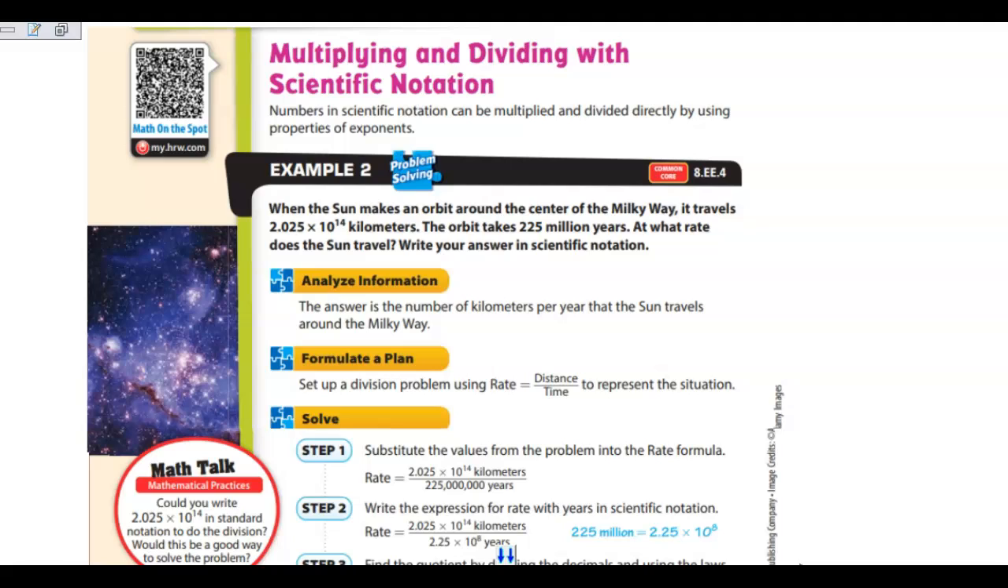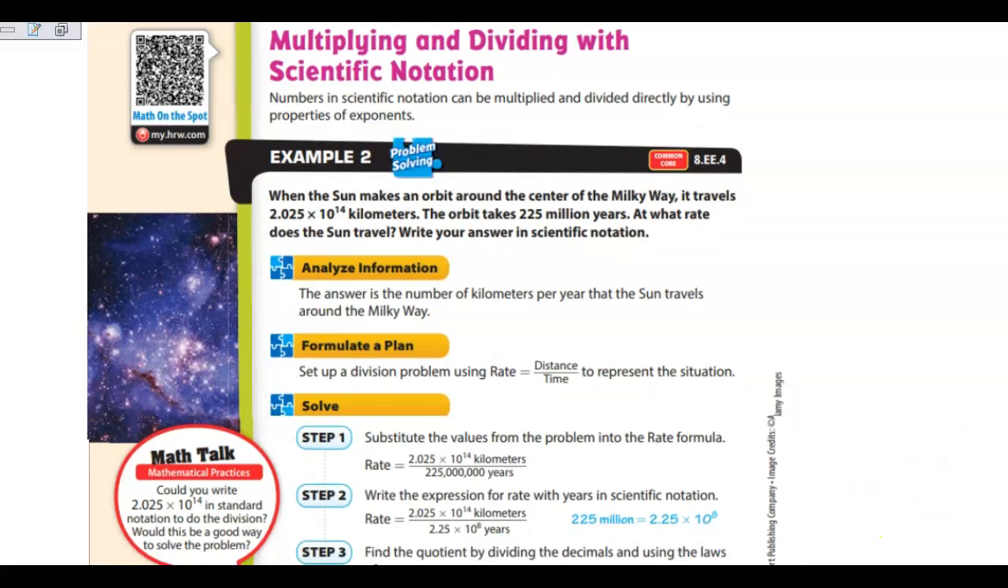And they want to write the answer in scientific notation. So let's try to figure out what we're looking for. What we're looking for is the number of kilometers per year that the sun is going to be traveling around the Milky Way. And to do that, we need to divide. So we're going to take the distance divided by the time, and that's going to give us the rate per year. Okay?